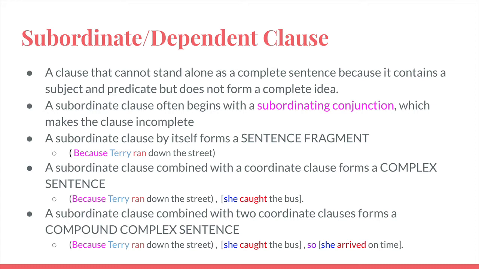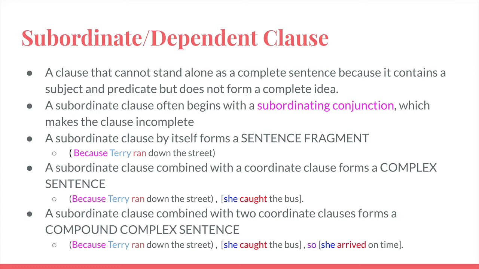Now, if a subordinate clause is combined with two coordinate clauses, then you have a compound complex sentence, because you have every element of a compound sentence, which is two coordinate clauses, and you have the element of a complex sentence, which is one subordinate clause and one coordinate clause. So in this case, my compound complex sentence reads, because Terry ran down the street, she caught the bus, so she arrived on time. Now, the subject and the predicate of that sentence are she caught and she arrived.